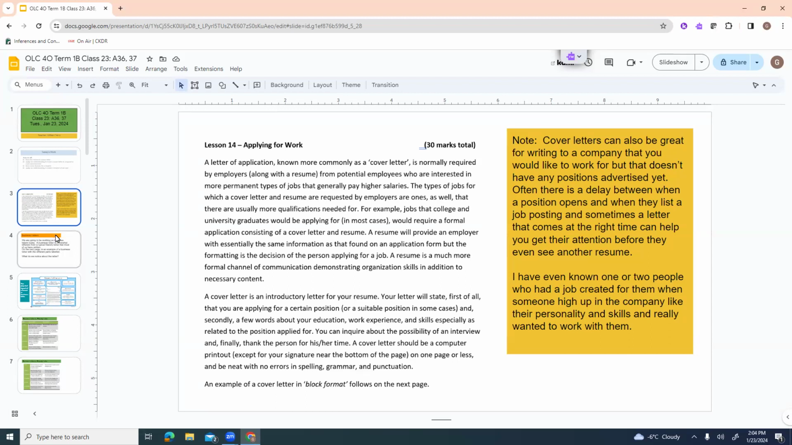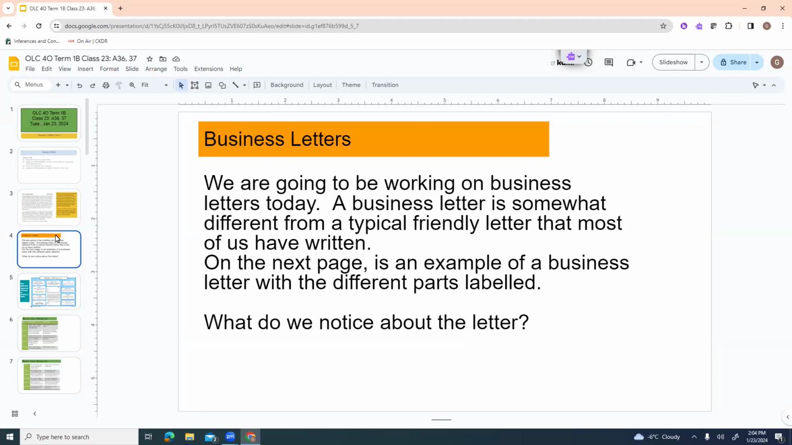Okay, so a cover letter is essentially a special type of business letter. So we're going to be working on business letters today, essentially. And a business letter is somewhat different from a typical friendly letter that most of us have probably written at some point. On the next page is an example of a business letter with the different parts labeled. And what do you notice about the letter?